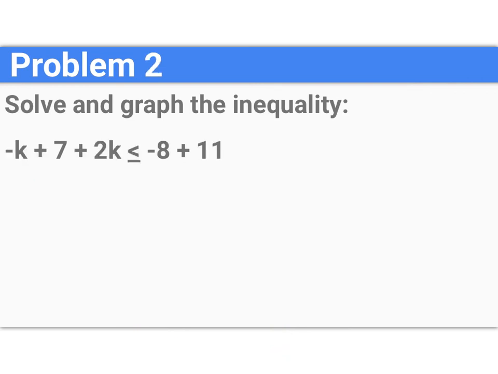Okay, so we got k plus 7 is less than 11 minus 8, which is 3. We're going to subtract 7 from both sides. k is less than or equal to negative 4. So let's graph it. 0, negative 4 is to the left. So it's all numbers smaller than negative 4, going all the way down to negative infinity. Okay, so that was our first lesson dealing with the solution of inequalities.